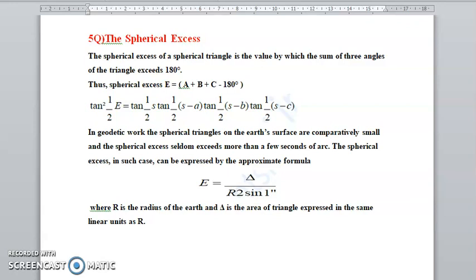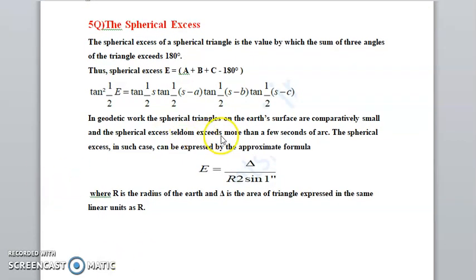In geodetical work, the spherical triangles on the Earth's surface are comparatively small, and the spherical excess seldom exceeds more than a few seconds of arc. The spherical excess in such cases can be expressed by the approximate formula E equals delta by R square sine 1 second, where R is the radius and delta is the area of the triangle expressed in the same linear unit as R. This is the spherical excess.